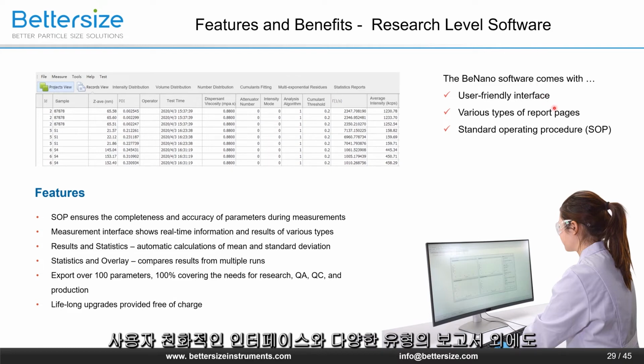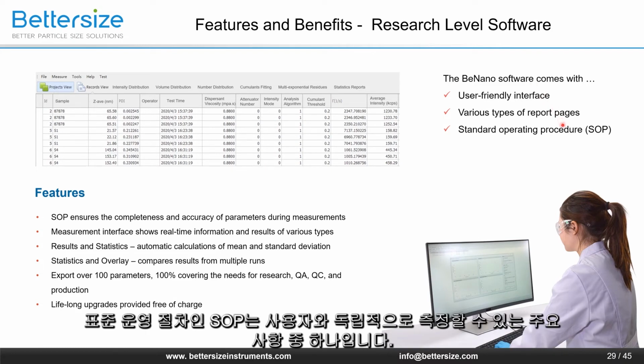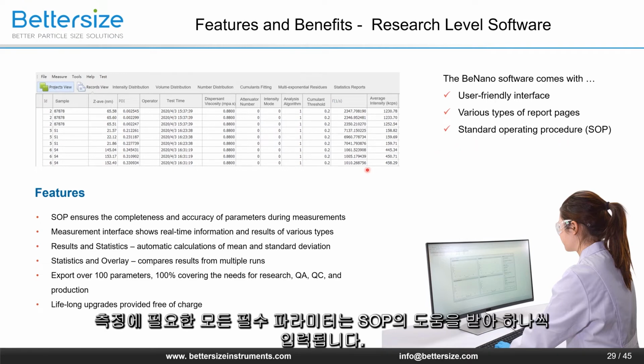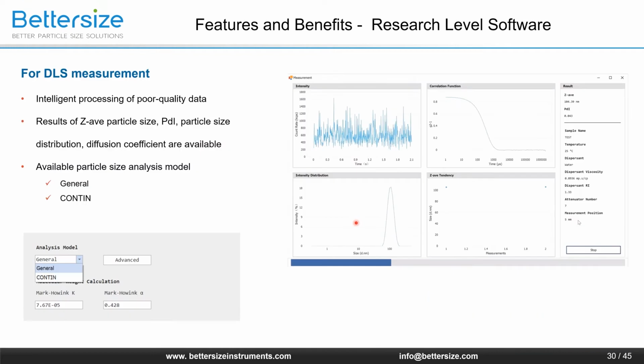Besides the user-friendly interface and different types of reports, the SOP, Standard Operating Procedure, is one of the highlights that allows the measurements to be independent of the operators. All essential parameters that measurements require will be input one by one with the help of SOP.